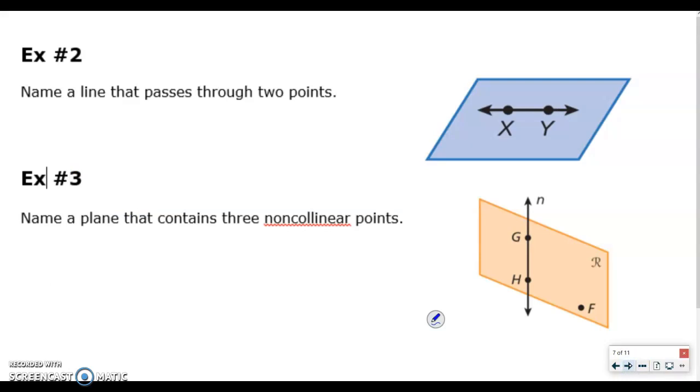Example number 2, we need to name a line that passes through 2 points. So we see a line drawn through X and Y, and we just need to name that line XY. Or line YX.